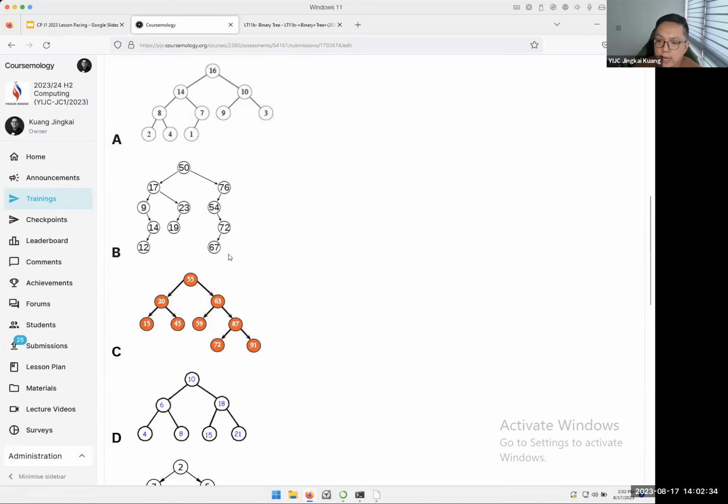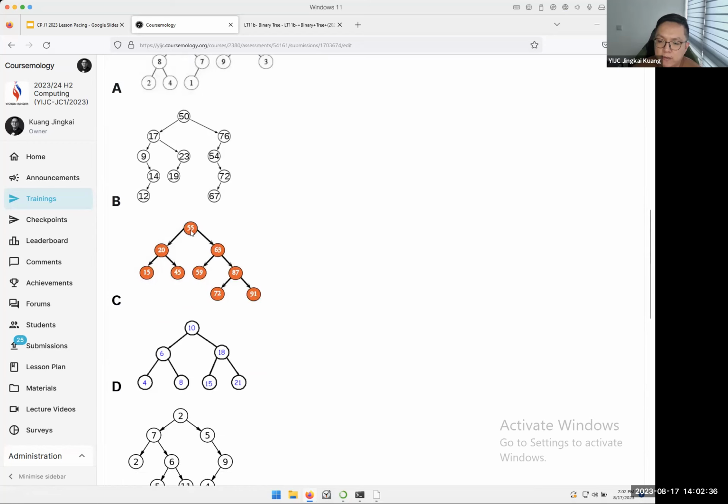Okay, C we can check. Let's do the first check, 55. I should check everything, not just the halfway point, because right now I'm checking at each node. So 55: everything on the left hand side is smaller, everything on the right hand side is bigger. Everything to the left of 20 is smaller. Everything to the left of 45 is bigger. 63 left is 59, that's fine. 63 right is 87. 87 left is 72, and then 87 right is 91.